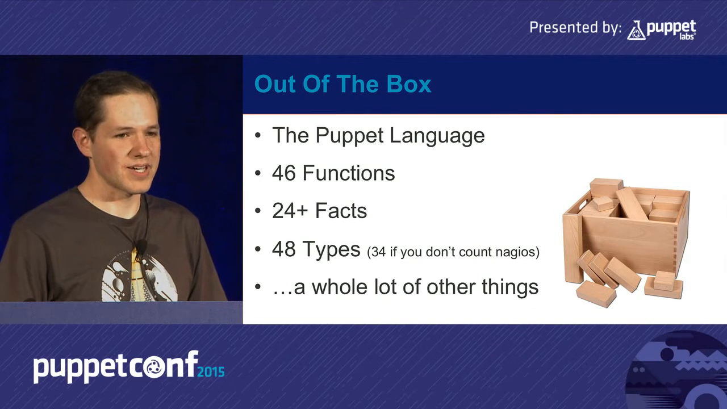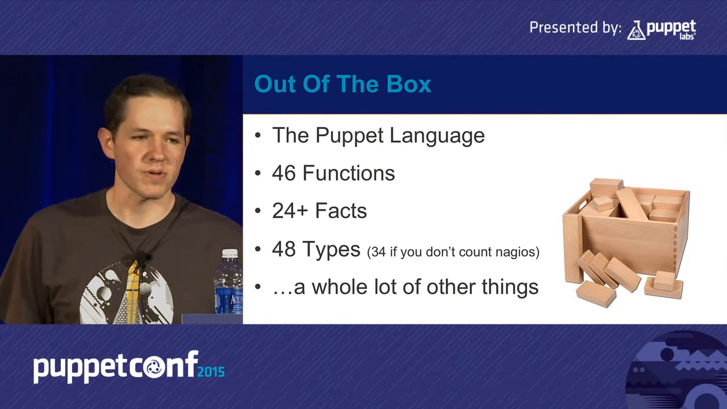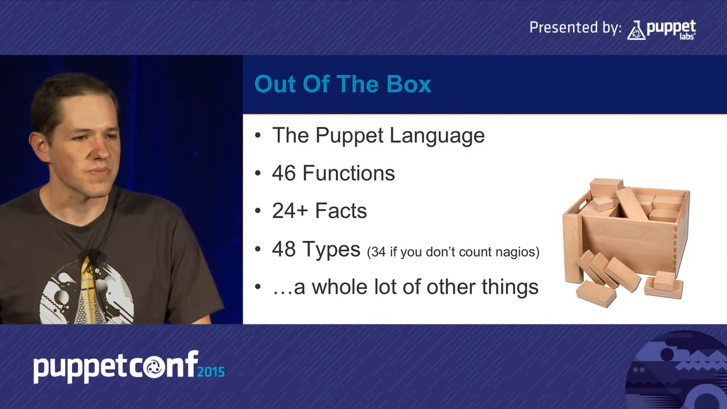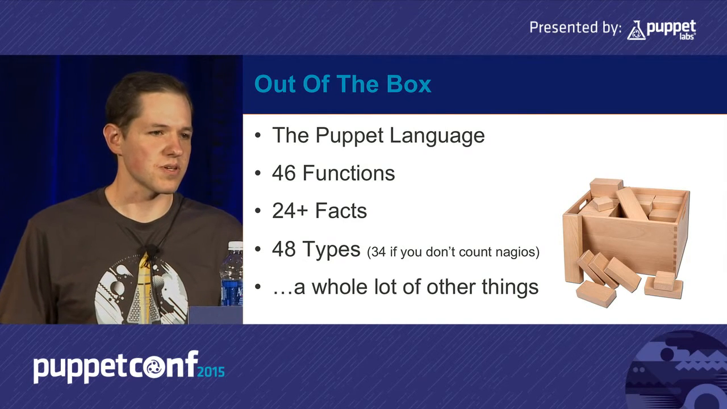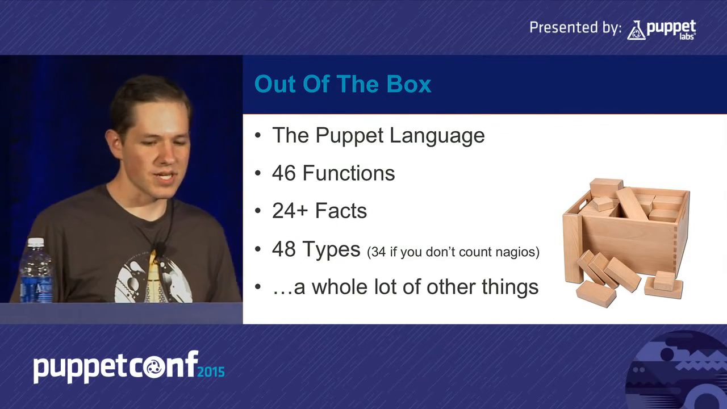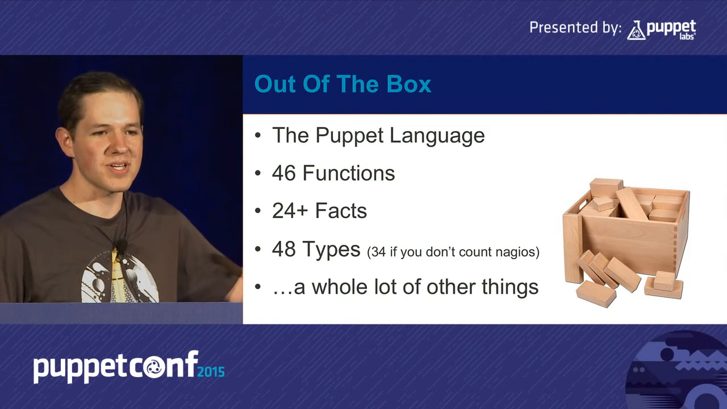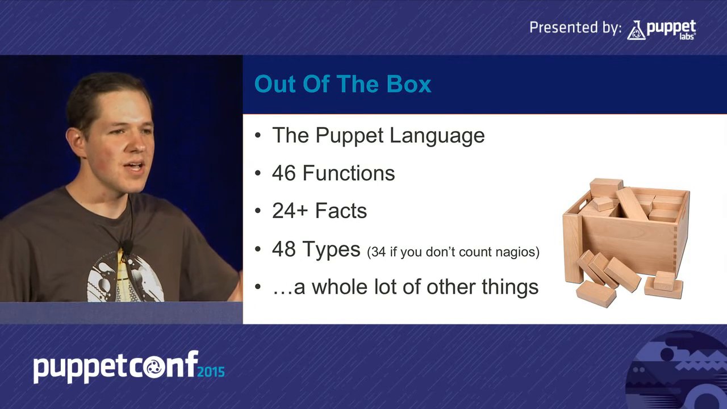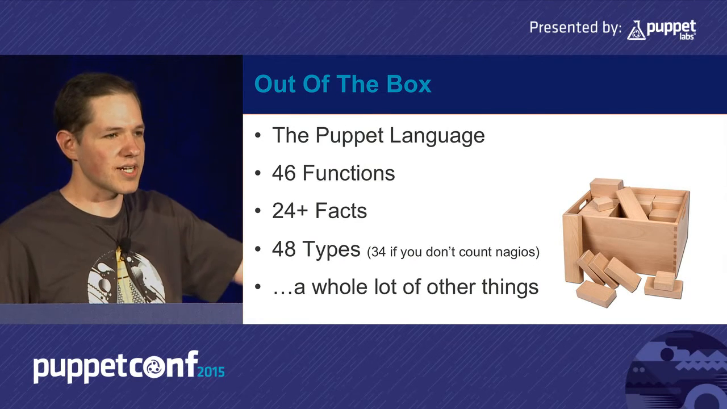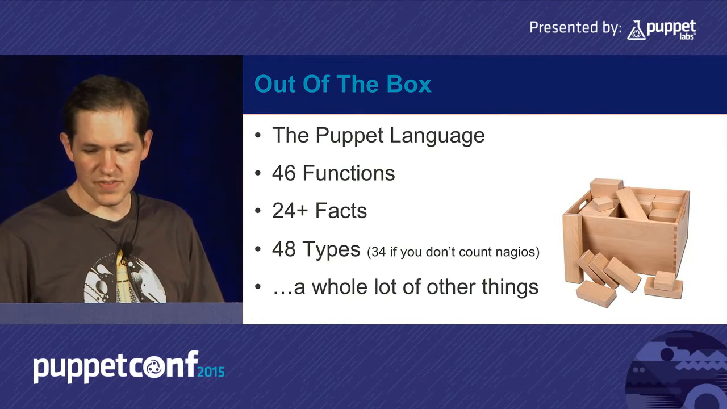So starting with Puppet itself out of the box. Puppet is a good toolbox. It's a great framework. It comes with nothing else. There's 46 functions. Functions are basically things you can do to modify your data, to perform tasks, additions to the language. There's 24 plus facts, so things Puppet knows about a system. I say 24 is the low end because that's what you'll get on almost any system. Depending on the specific operating system, this can go much, much higher out of the box. Things Puppet can interrogate a system about. 48 types, and a whole bunch of other things.